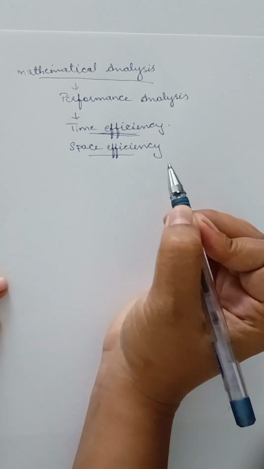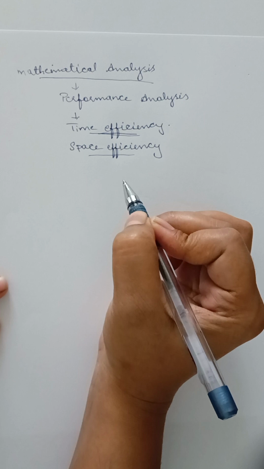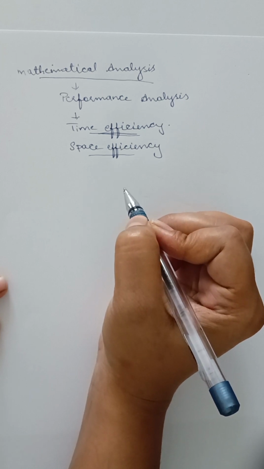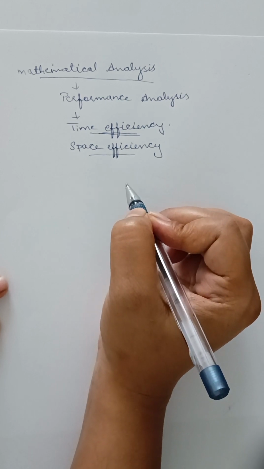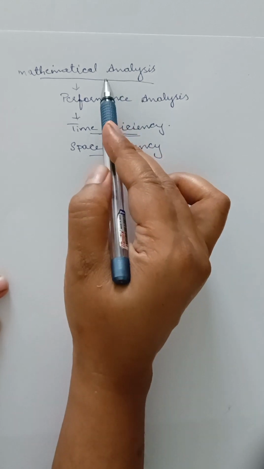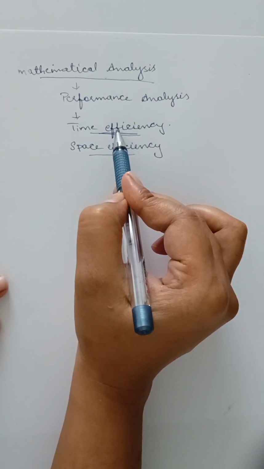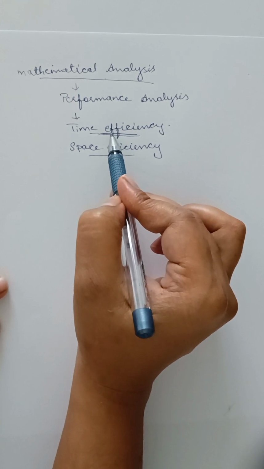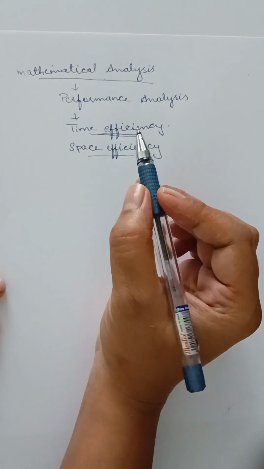At the same time, space efficiency means how much space the algorithm is taking in order to store the input or the components we are giving to the algorithm. Mainly for the mathematical analysis, we are going with the time efficiency, how long the algorithm is taking to complete its execution. So the calculation of time efficiency is called your mathematical analysis.